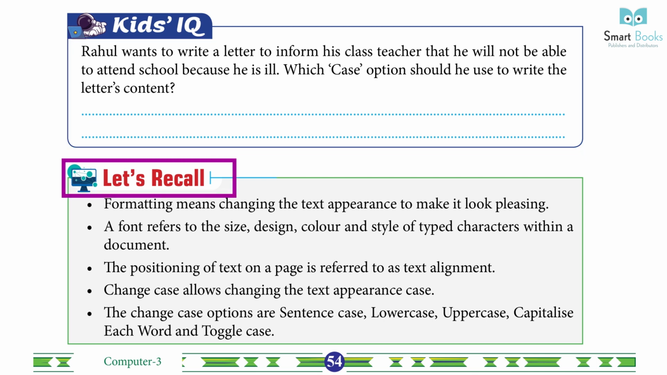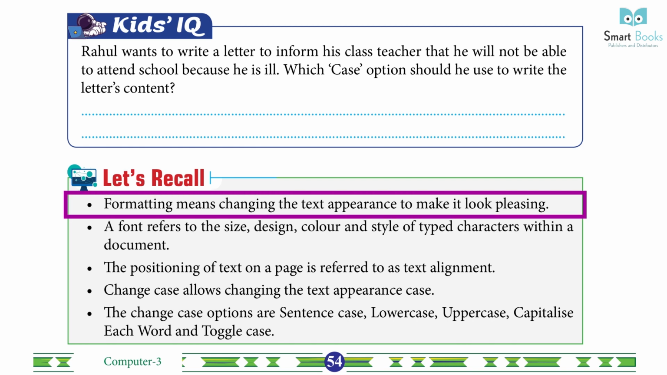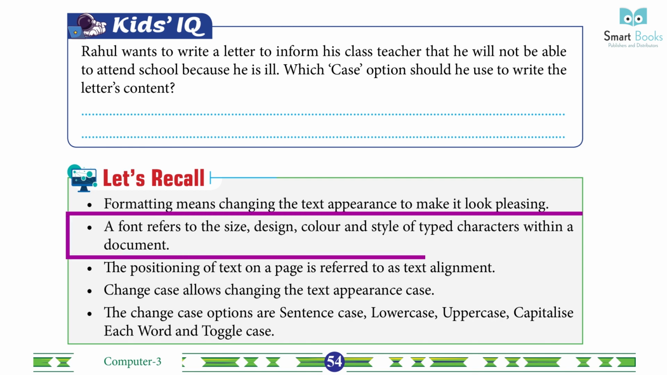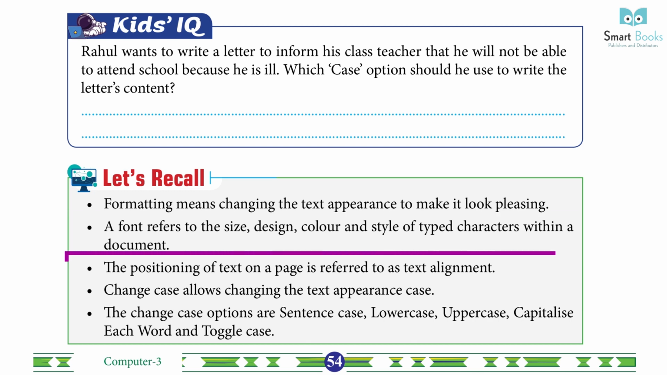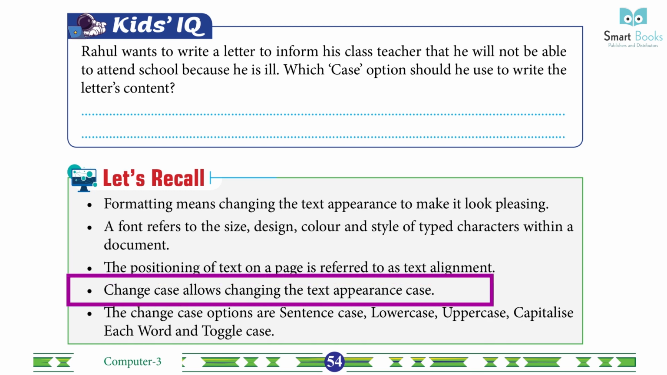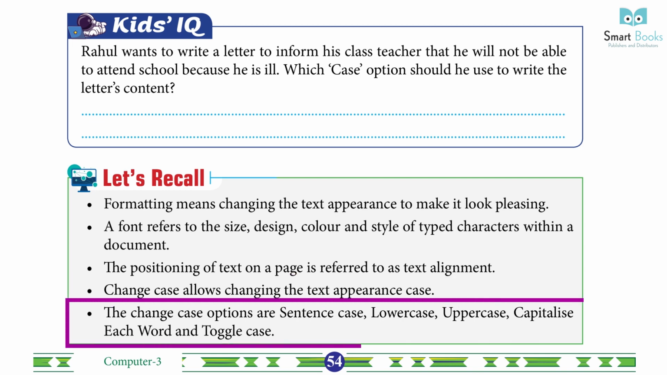Let's recall. Formatting means changing the text appearance to make it look pleasing. A font refers to the size, design, color and style of typed characters within a document. The positioning of text on a page is referred to as text alignment. Change case allows changing the text appearance case. The change case options are sentence case, lowercase, uppercase, capitalize each word and toggle case.